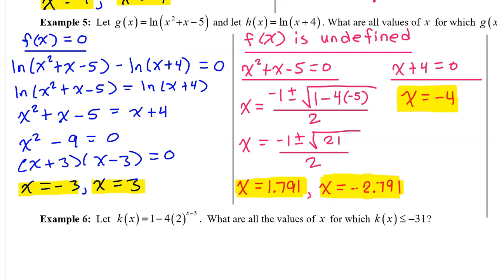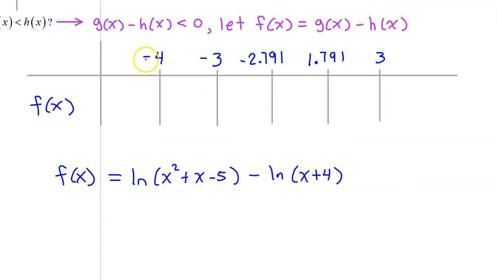Now it's time to make the sign chart using these 5 critical values. Write your 5 critical values across the top of your sign chart from least to greatest. Let's use the graphing calculator to help us decide whether f of x is positive, negative, or undefined in each one of these intervals. Let's type this expression for f of x into the graphing calculator as y1.